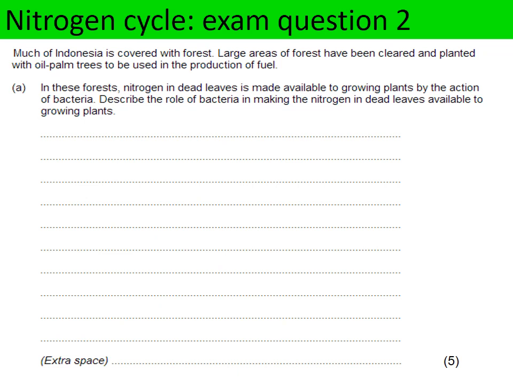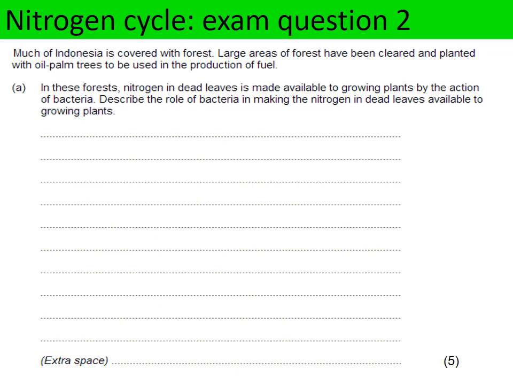Now another question then. Much of Indonesia is covered with forest, and large areas of the forest have been cleared and planted with oil palm trees to be used in the production of fuel. So quite often companies will plant trees, and after a certain period of time they'll cut the trees down and use the wood as a form of fuel, or the wood might be used to make things like ethanol, which is a biofuel. Question A.